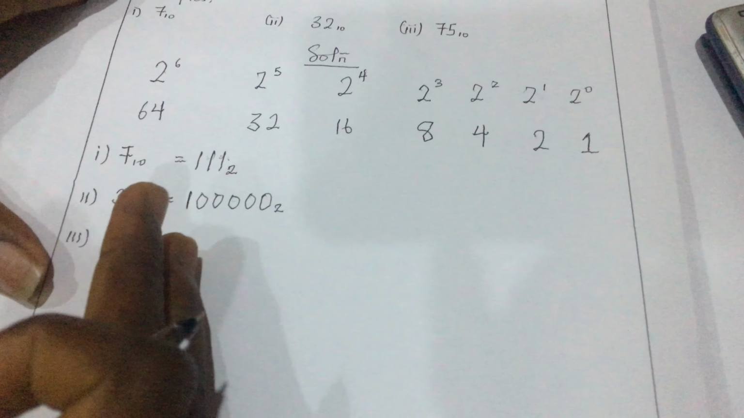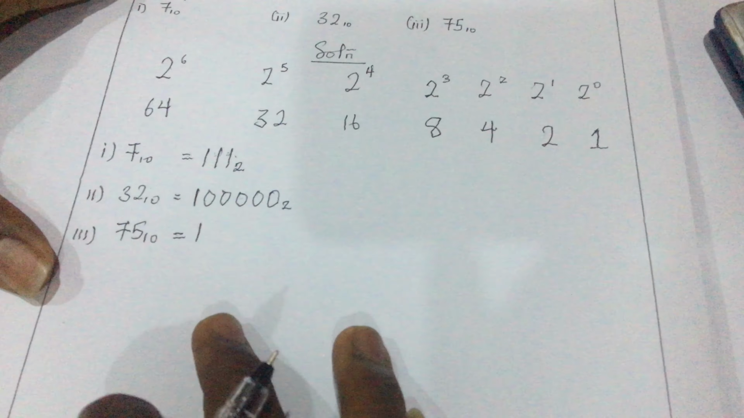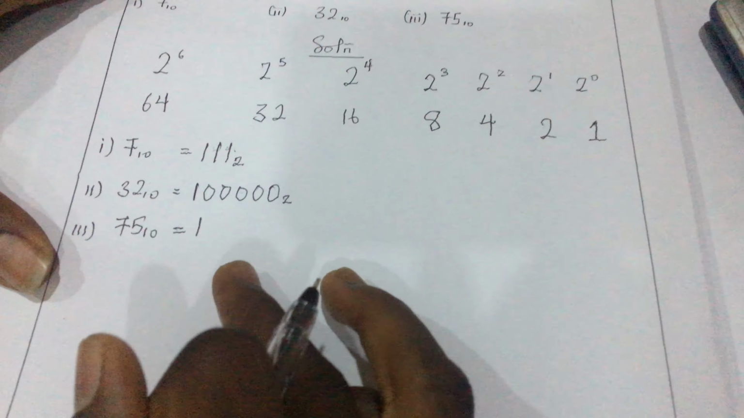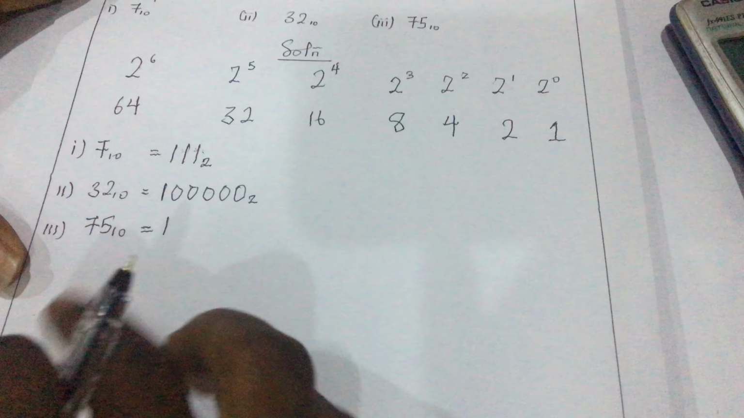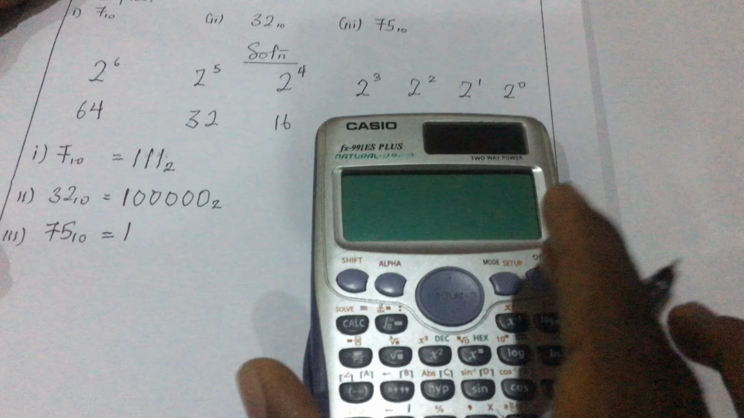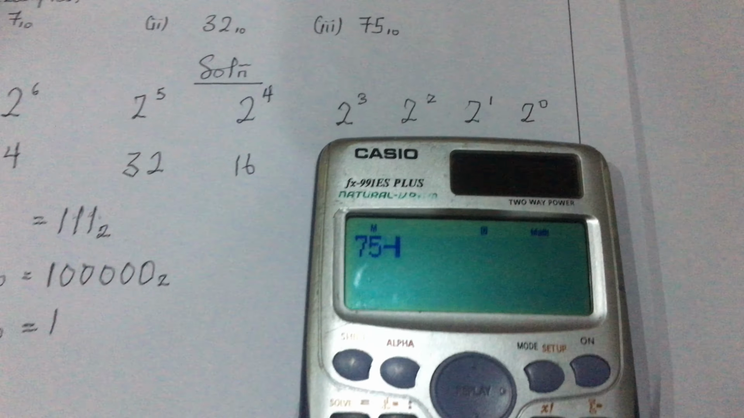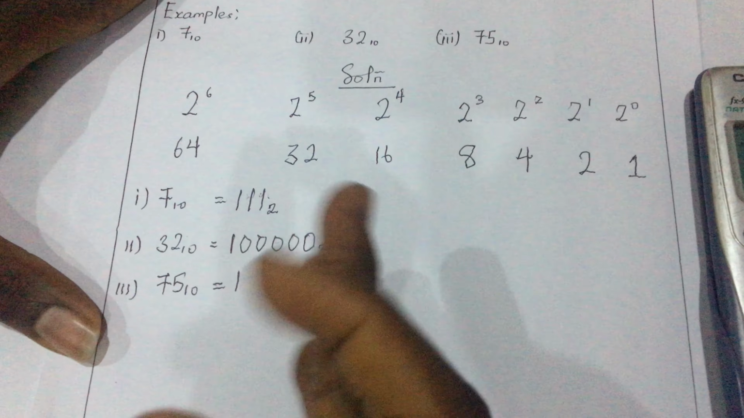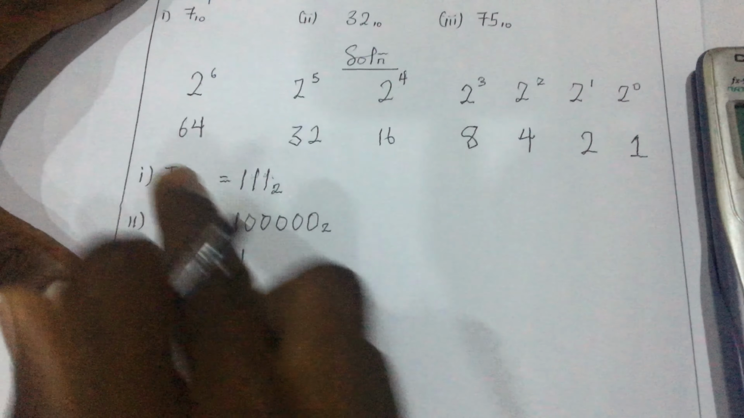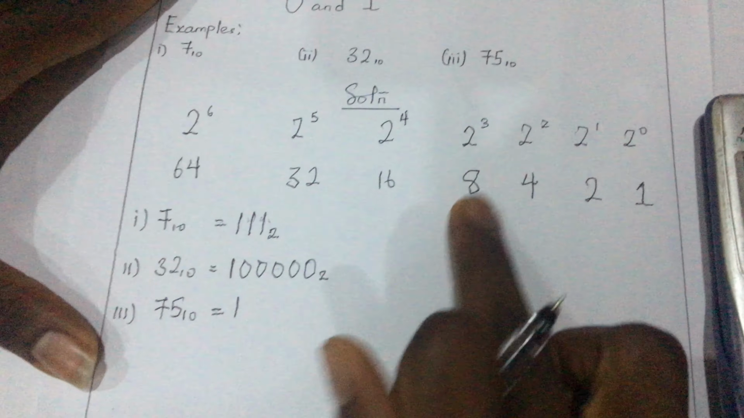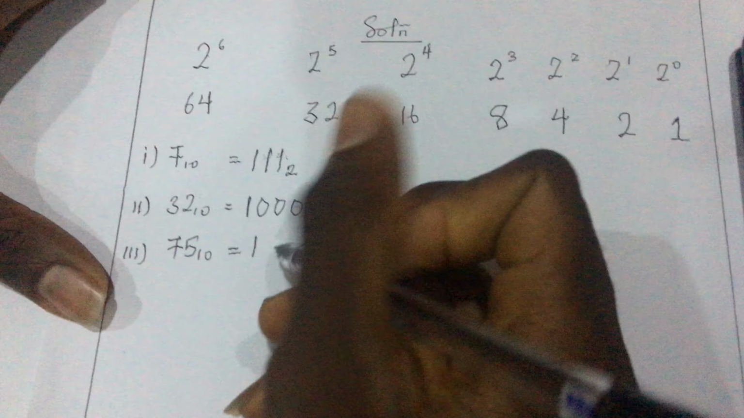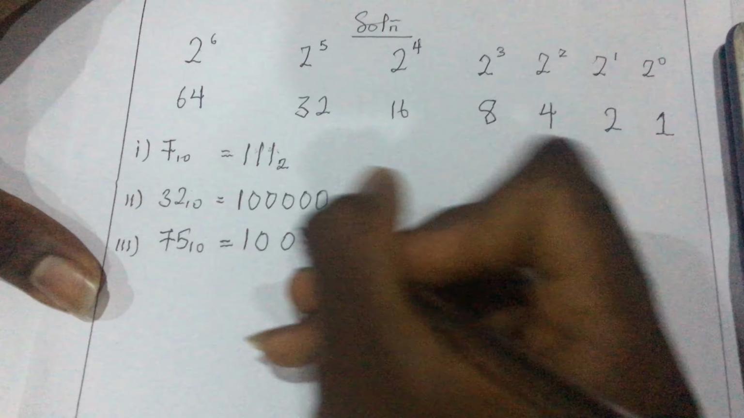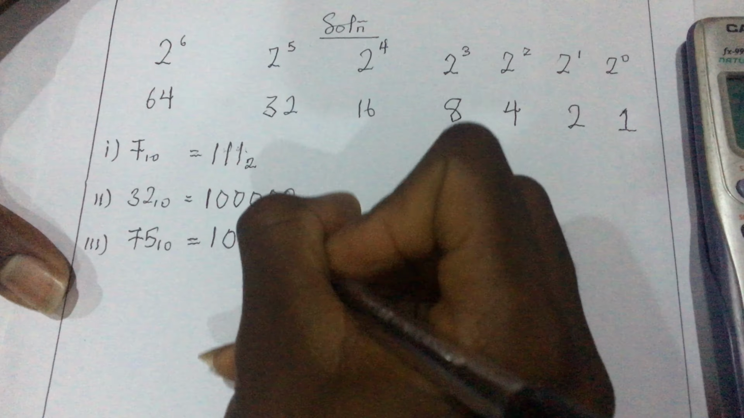As I said earlier, the first number from the left-hand side would always be 1. After you've known that to be 1, the next thing we are doing is subtraction. So 75 minus 64 would give us what? We can use our calculator. 75 minus 64 gives us 11. So which of these numbers is closest and lesser than 11, since 11 is not amongst these numbers? That number is 8. Since the number is not 32 or 16, we are going to write 0 for 32 and 0 for 16. And since the number is 8, we put down 1.